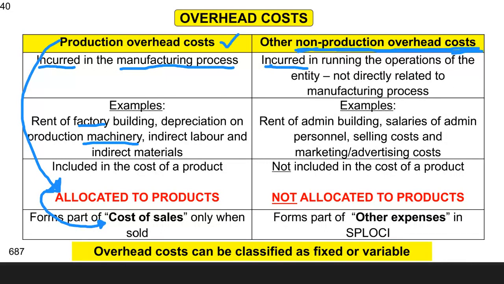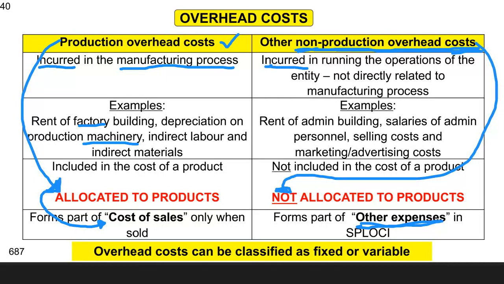So with the non-production overheads, we do not include it in the cost of inventory. We do not include it in the cost of products, right? And therefore it sits in accounts under other expenses. So they can be administrative expenses, they can be other salaries, and they will go under other expenses. So they're non-operational expenses, right? So that's what will happen.